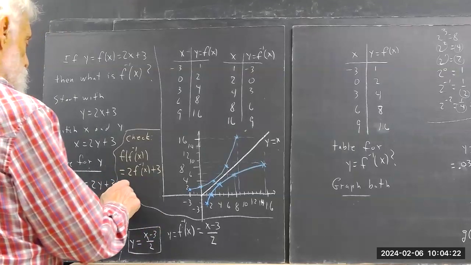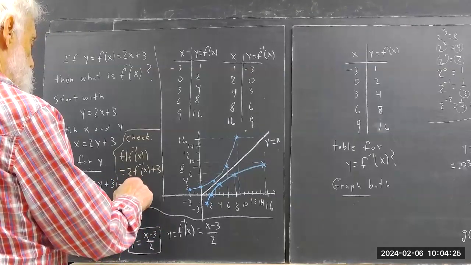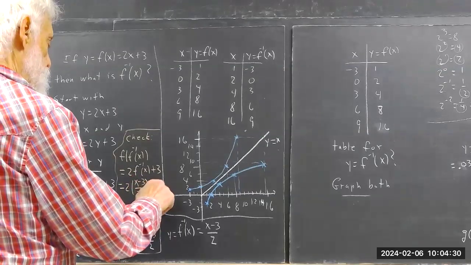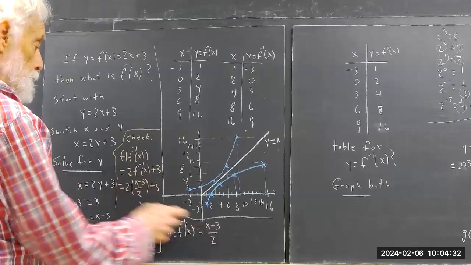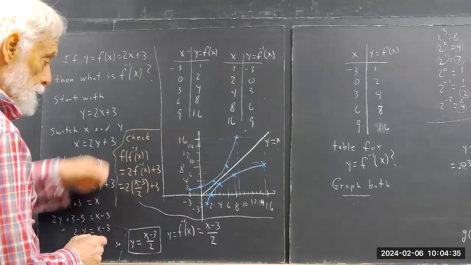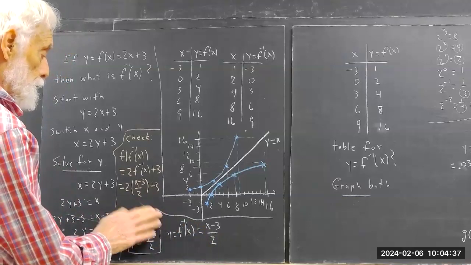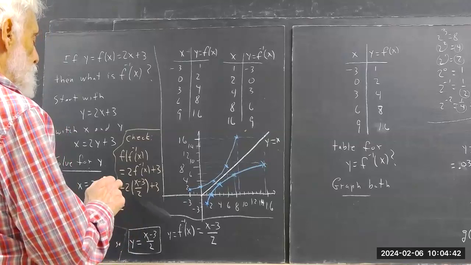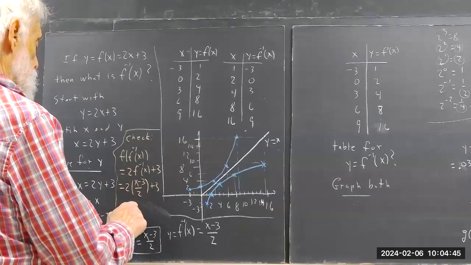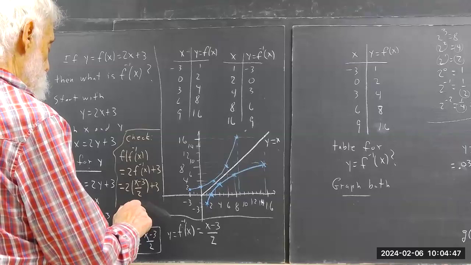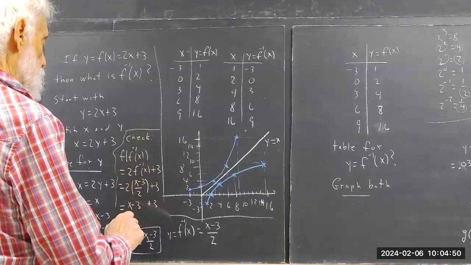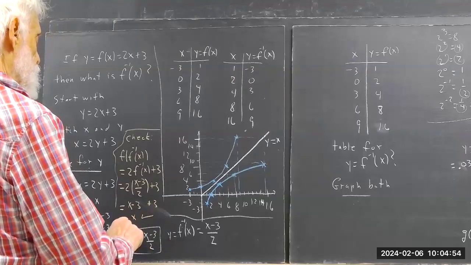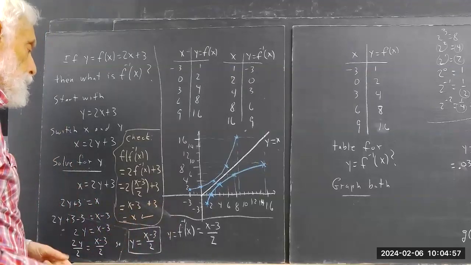Now, of course, f inverse of x is x minus 3 over 2. So my expression f inverse of x is replaced by x minus 3 over 2. If I multiply 2 by x minus 3 over 2, I get x minus 3. Adding 3, I just get x. So that checks it. So there's another part that you have to check.